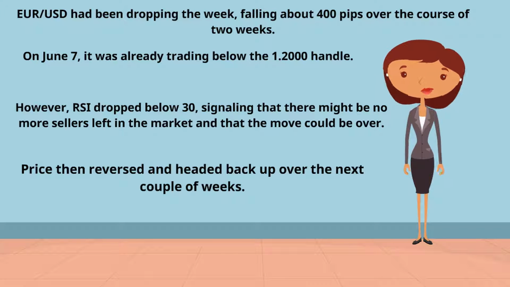On June 7, it was already trading below the 1.2000 handle. However, RSI dropped below 30, signaling that there might be no more sellers left in the market and that the move could be over. Price then reversed and headed back up over the next couple of weeks.